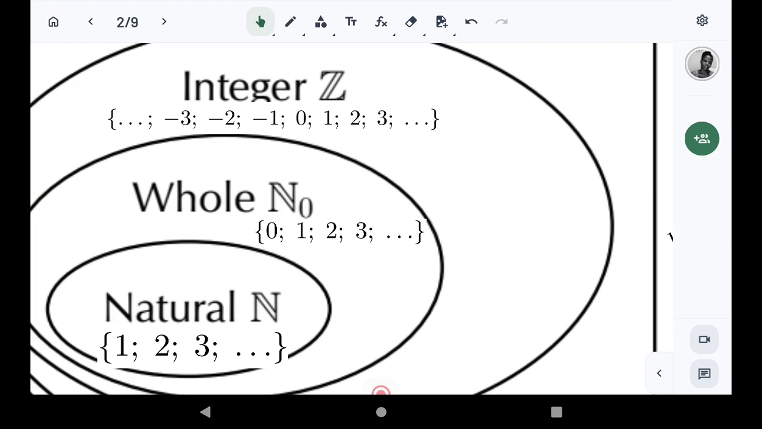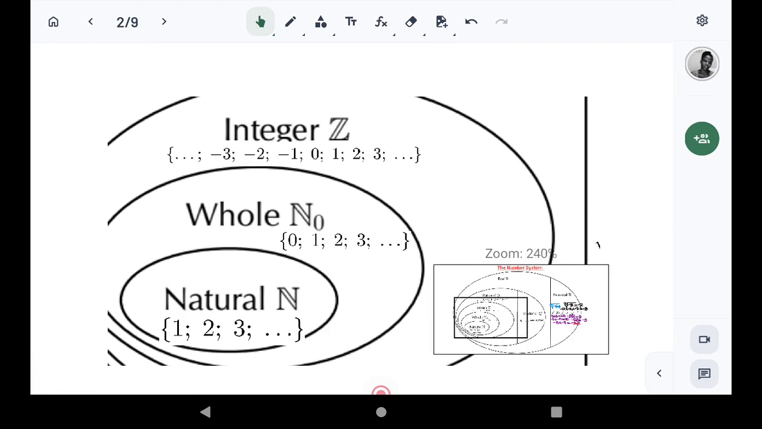Fractions do not belong to the integers. Integers, yes, have whole numbers in them. They have natural numbers in them, yes, but do not include fractions. Where do fractions come into the picture? Because you can find fractions in your calculator, they're part of the real number system. They are real numbers. This is where the fractions are found.